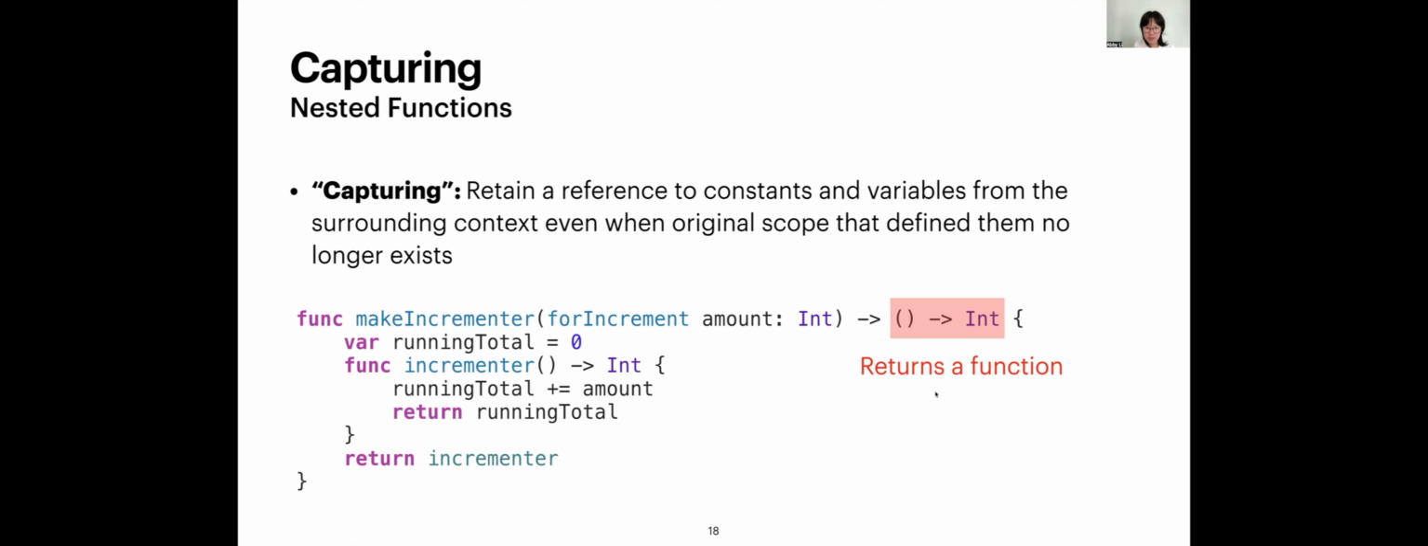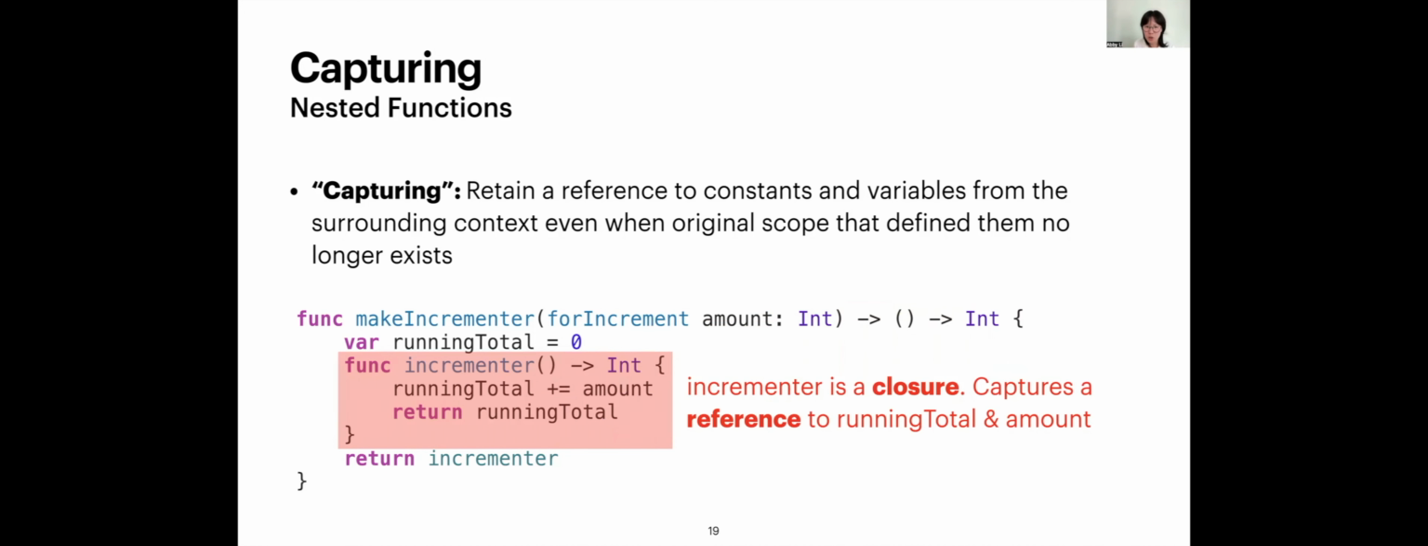So here's a key insight. The incrementer is a closure that captures references to both runningTotal and amount. Even after makeIncrementer finishes executing and its local scope is gone, the incrementer function still holds onto those values.